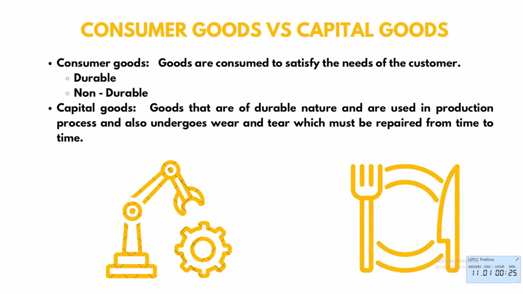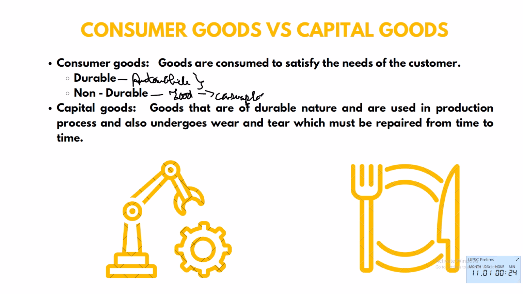Now let's look into consumer goods and capital goods. Consumer goods are goods consumed to satisfy the needs of the customers. There are durable and non-durable. Automobiles are durable and do not get into wear and tear immediately, but food or beverages are for immediate consumption.